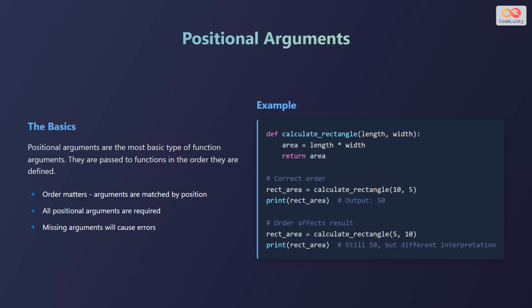Here's an example. We define a function called calculateRectangle that takes two arguments, length and width. The function calculates the area of the rectangle. Now, if we call the function with 10 and 5, the area will be 50. However, if we reverse the order and call the function with 5 and 10, the area is still 50, but the interpretation is different. Therefore, position of arguments is important.